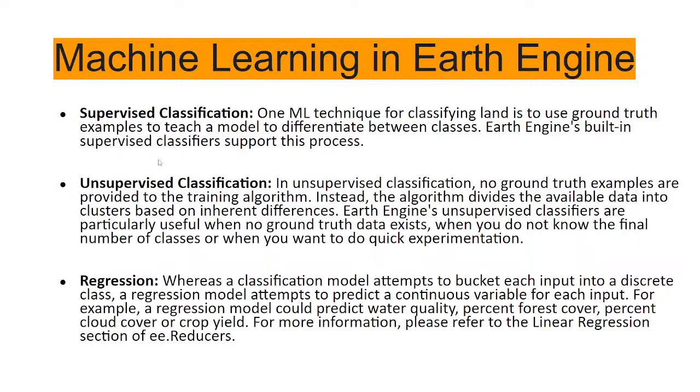So what is supervised, what is unsupervised, and how can we easily use supervised and unsupervised classification? Mainly, in the machine learning technique for classifying land, we use ground truth examples to train the model on different classes. When you want to work with supervised classification, first of all you need to take training samples from the ground. I will show you this whole process. Mainly we use different spectral signatures or band combinations to take training samples from the Google Earth Engine platform.